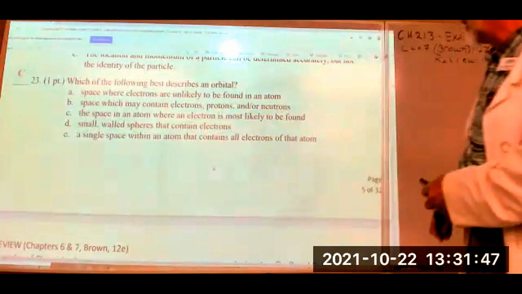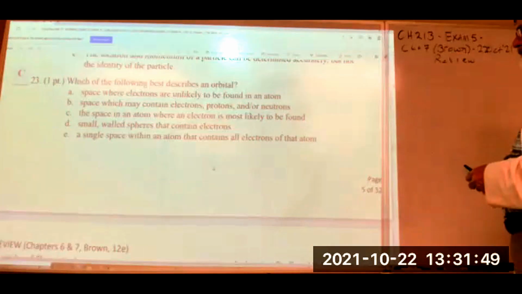23. Which of the following best describes an orbital?